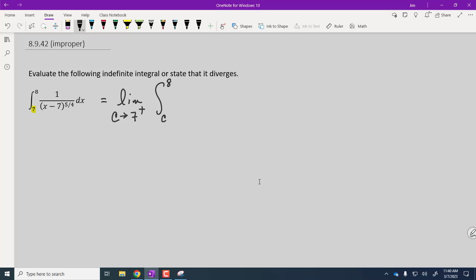And again, we have something in the denominator. We just pop it up top. Make it a minus. As soon as we put it up there, then we can use the power rule. So this is a definite integral. The limit part just stays out in front. We add 1 to the exponent, so we're going to get x minus 7 raised to the negative 1/4. Dividing by negative 1/4 gives a multiplication by negative 4. C to 8.